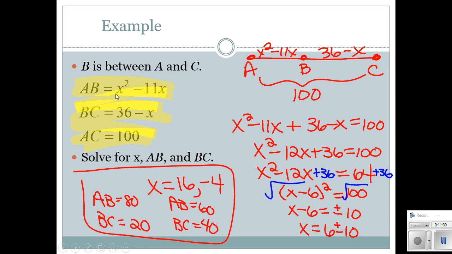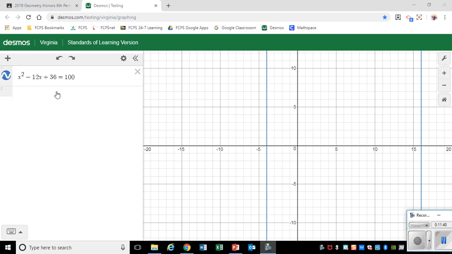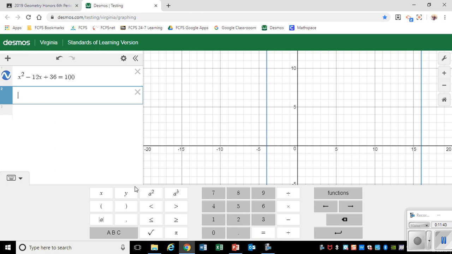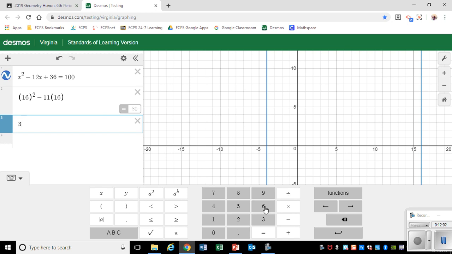So AB, we're going to do 16 squared minus 11 times 16. So we can use decimals for that too. So here we're going to plug in 16. So we're going to do parentheses. When you plug in something, please use parentheses and put the square outside of the parentheses. Minus 11 parentheses 16, and I got 80. Okay, so that's AB. And then we're going to plug in 36 minus parentheses 16, and that gives you 20.